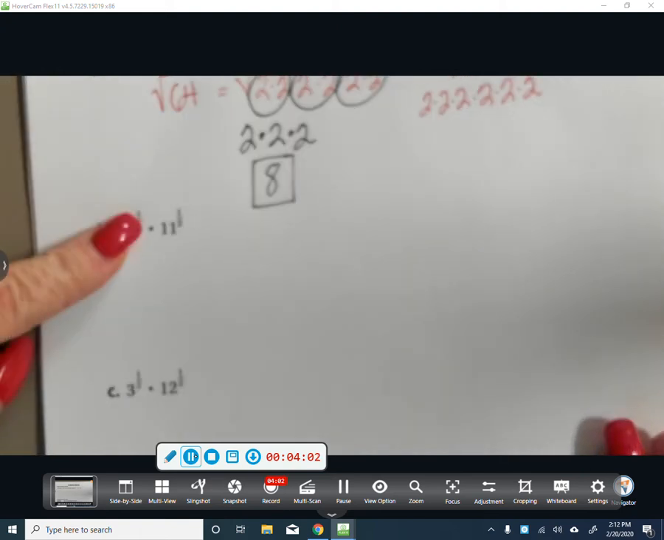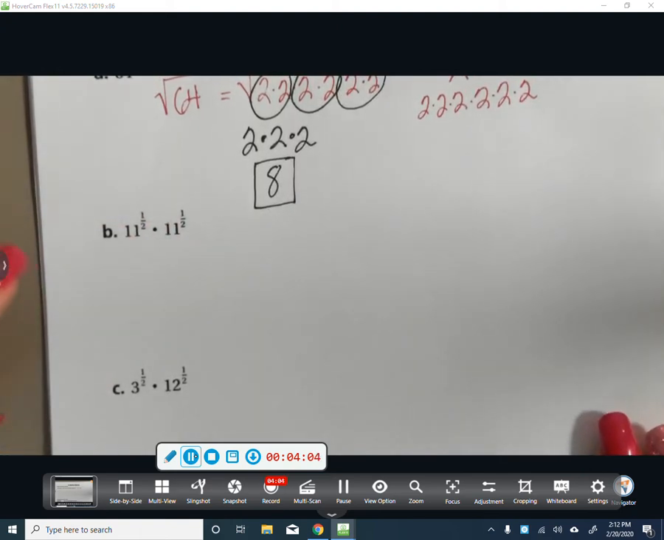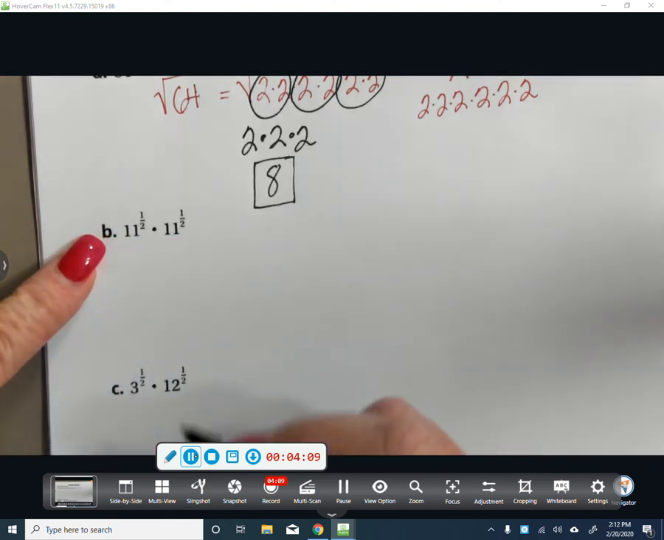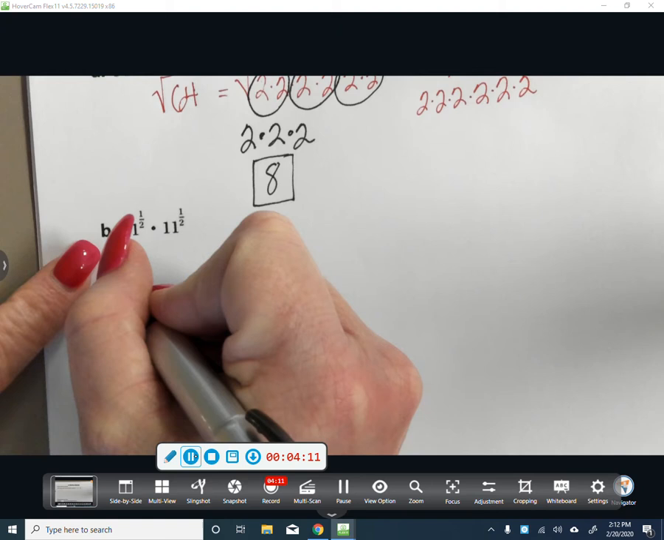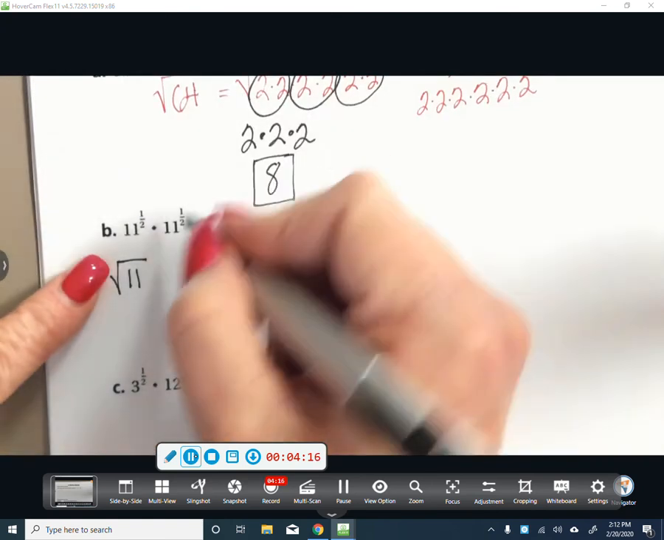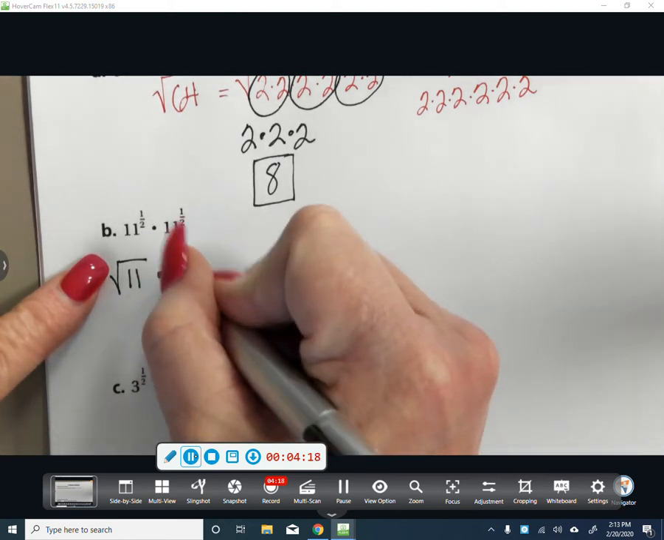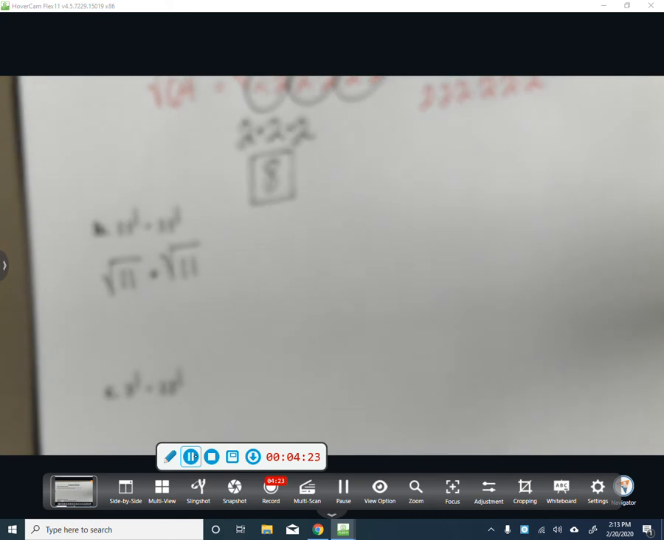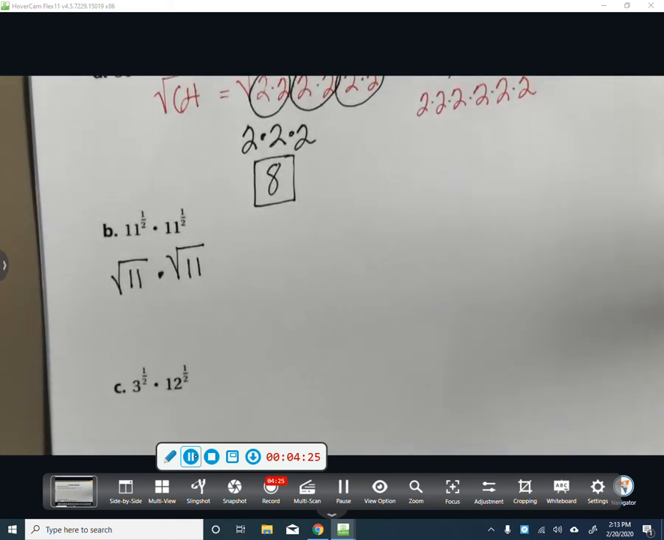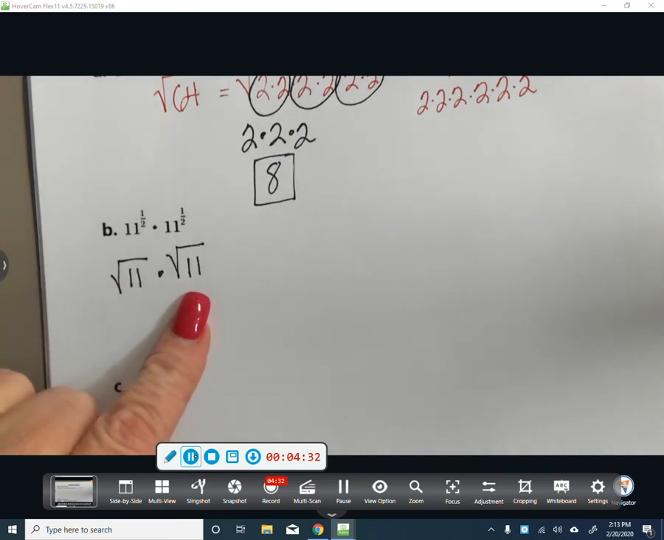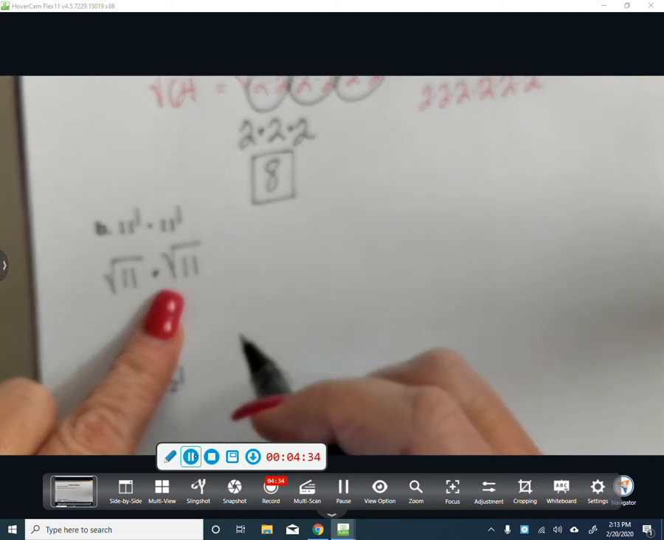I've got 11 to the 1/2 power times 11 to the 1/2 power. So if I were going to rewrite this as a radical, then what would 11 to the 1/2 power look like? Square root of 11, right? And then times 11 to the 1/2 is square root of 11. Now I've seen a square root times a square root, right? Don't you put one negative? Or is that different? Nope, don't even have to do that. So what is the square root of 11 times the square root of 11? What happens when you multiply a radical by itself? You get 11.